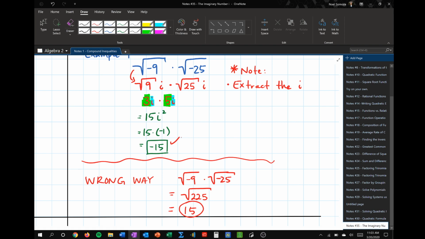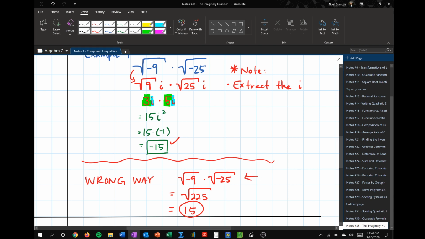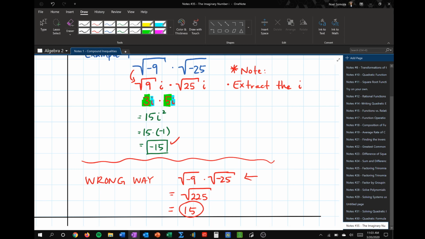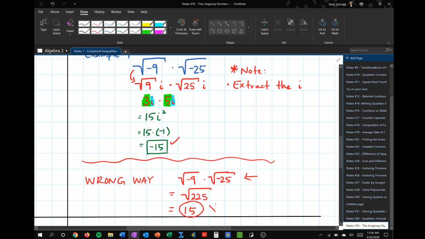This property right here is tricky. It only works with real numbers. So you cannot multiply the negative of a square root times the negative of another square root to then suddenly become a positive real number. So this right here is the wrong way. Do not do this. Remember to extract the I.